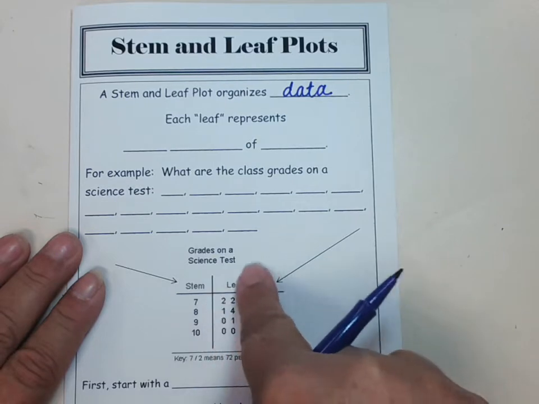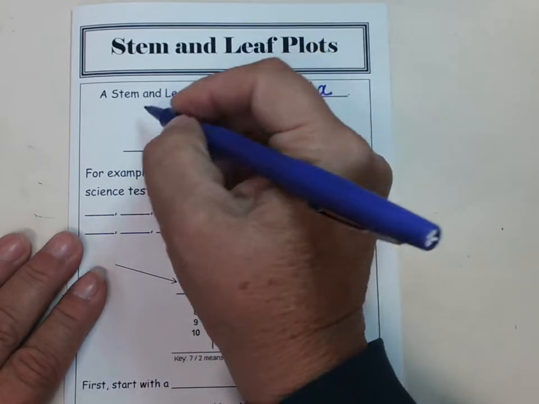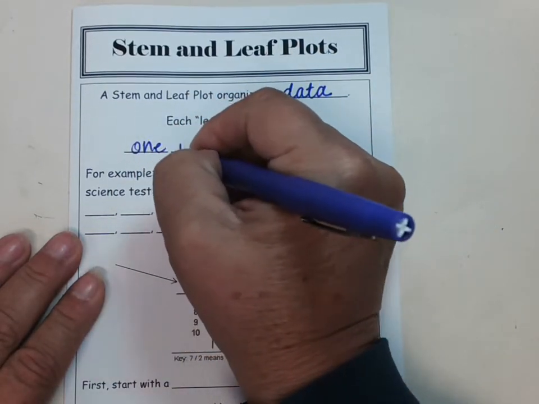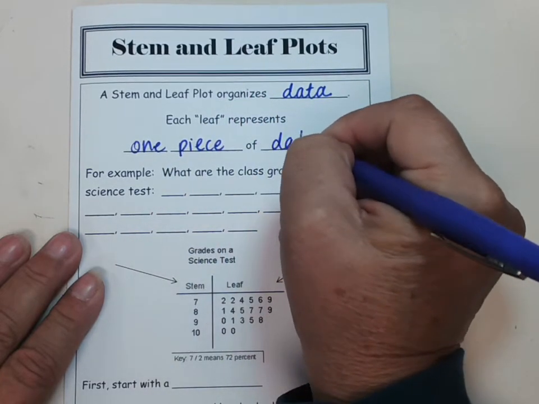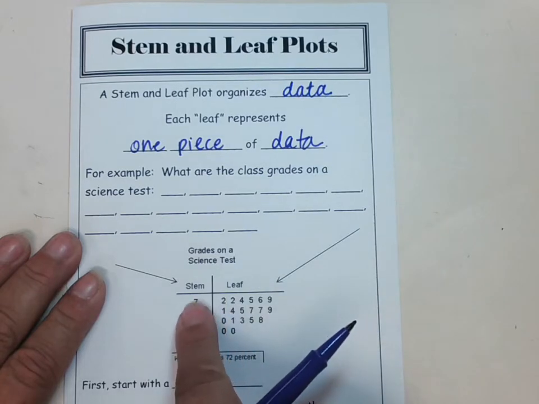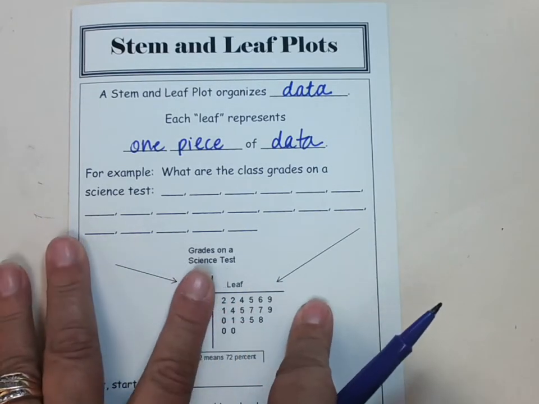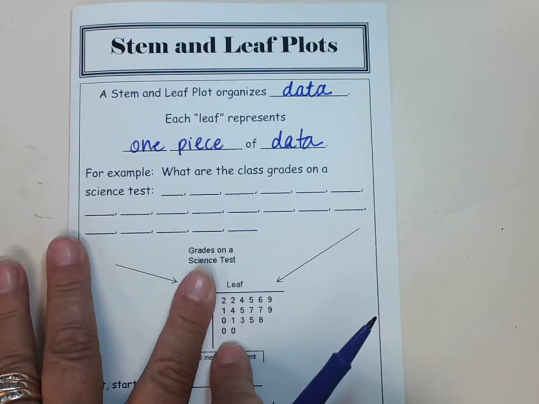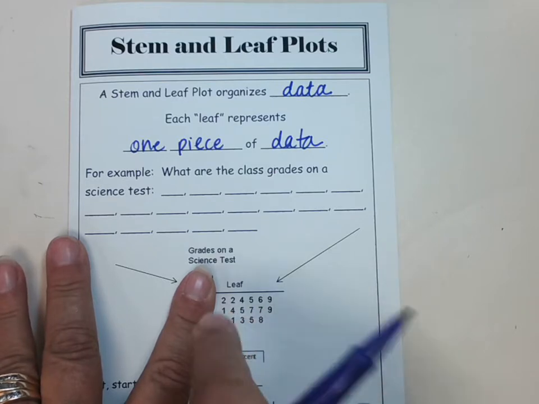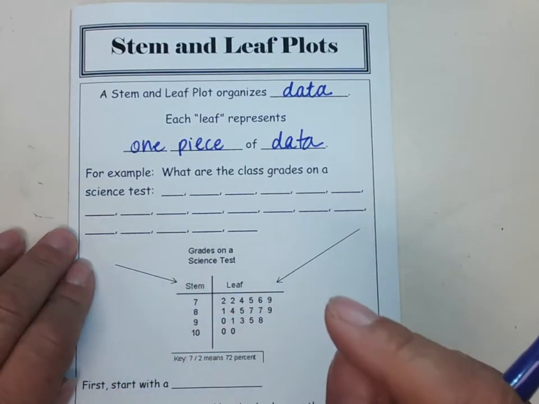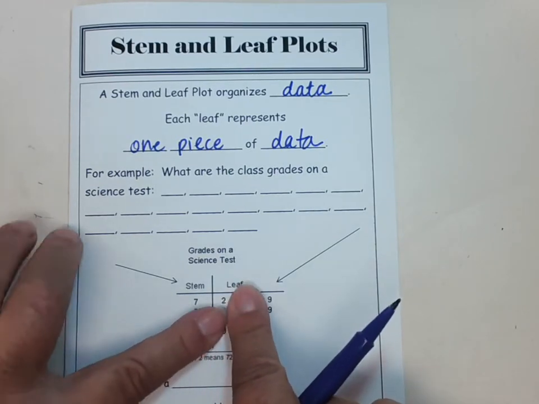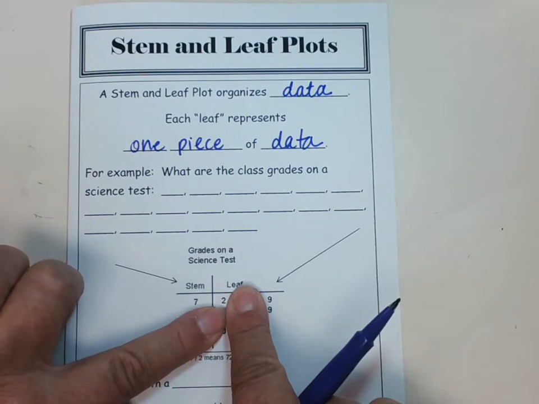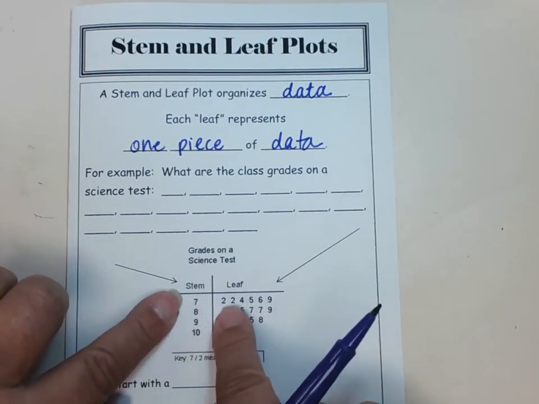Each leaf represents one piece of data. And you may be thinking, well, what about the stems? Well, the stem and leaf go together, but to figure out how many pieces of data, you count the leaves. This is why. Because your number is 72. That's the first number in your data set. So you put one stem with the leaf.